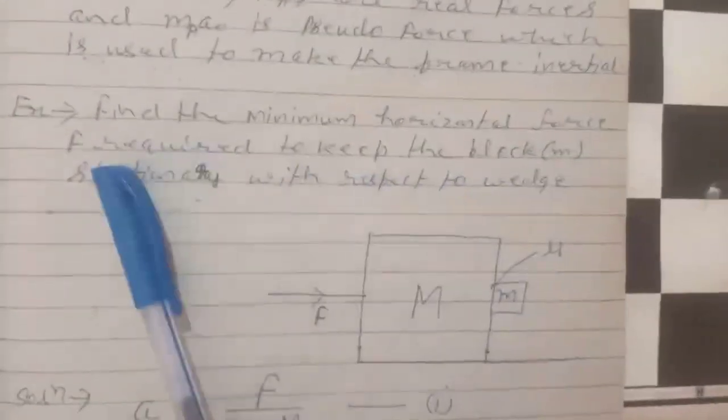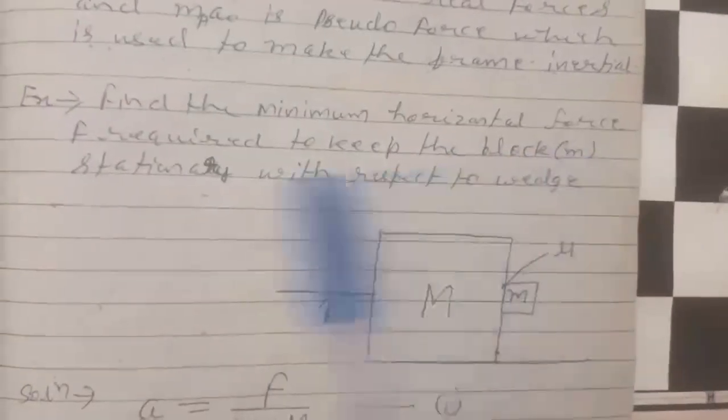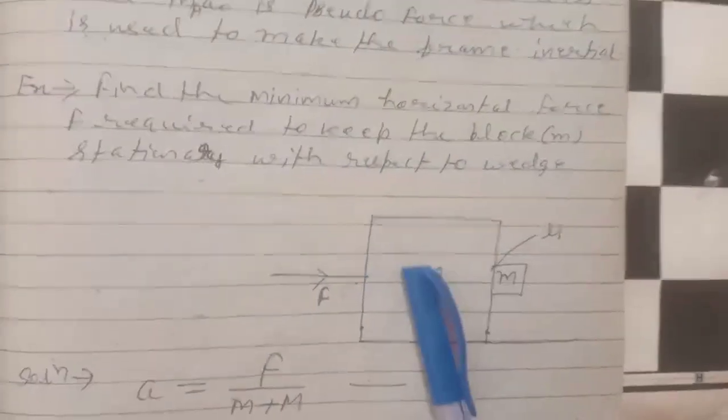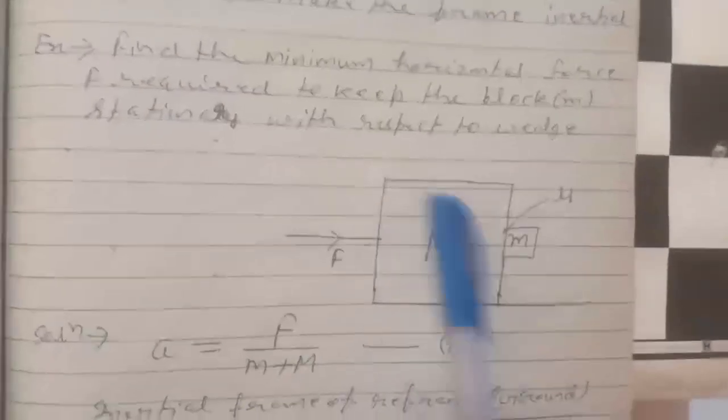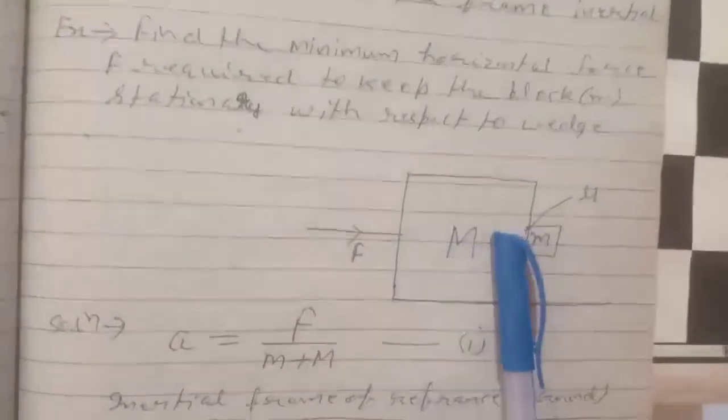Example: find the minimum horizontal force F required to keep the block m stationary with respect to the wedge of mass capital M. To solve this problem, first, from the observer at the ground, let's consider both bodies moving with acceleration a. Then we have a equals F by (M plus m), because the net force acting on the system is F. So we have got a.